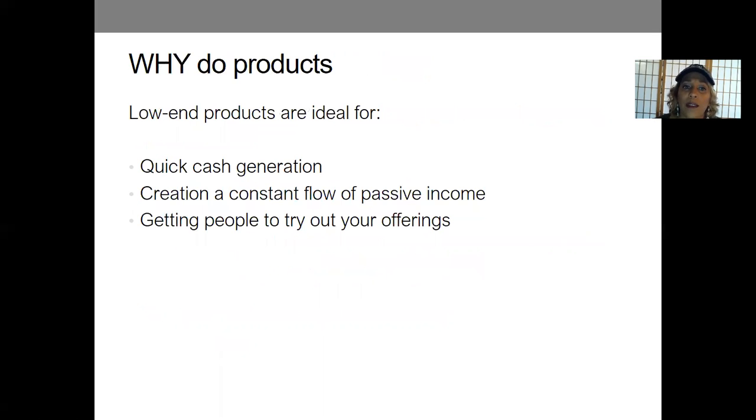So why do low-end products? And we're talking about low-end products, not cheap products, but low-end. They're ideal for quick cash generation, creating constant cash flow for passive income, and getting people to try out your offerings. So say, for instance, you can be a speaker and an author, and that's your main thing. You speak and you travel, and you have a book. And you sell the book at the back of the room. And maybe sometimes you push people to Amazon to buy the book. But then there are other things that people will need from you that can generate passive income.